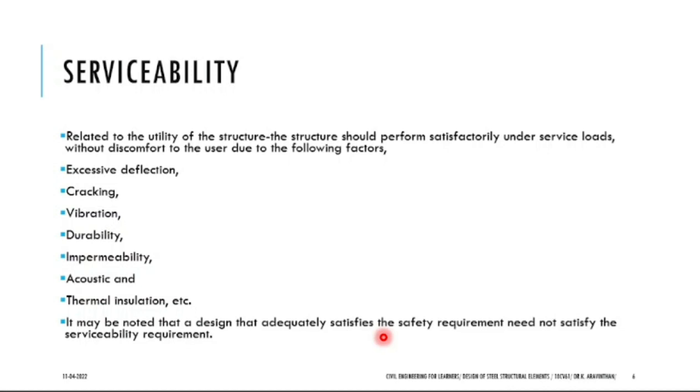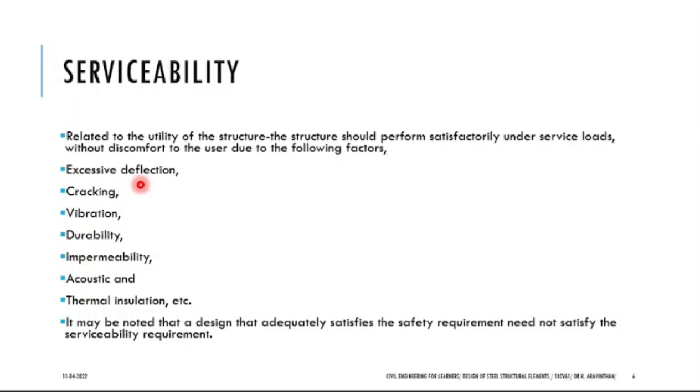Next thing is serviceability. Serviceability issues are related to the utility of a structure, which should perform satisfactorily under the service load. What are the service factors? Excessive deflection. In your safety aspect, it should not collapse, it should not slide, tilting, partial destruction or full destruction is not allowed. But in case of serviceability, excessive deflection itself is not allowed. Cracking, vibration, durability, these aspects are not allowed.